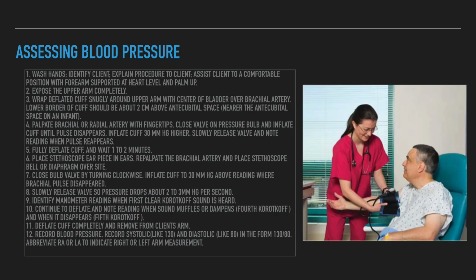Obtaining blood pressure. 1. Wash hands, identify client, explain procedure to client, assist client to a comfortable position with forearms supported at heart level and palm up. Rationale: variations in blood pressure can occur with client in different positions. Blood pressure increases when the arm is below heart level and decreases when above heart level. Diastolic blood pressure may increase 10% if arm is unsupported, secondary to isometric muscle contraction used to support arm.